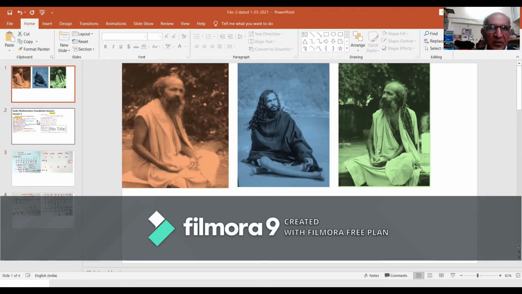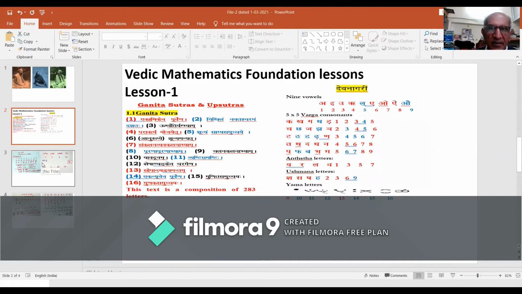Today, we are continuing from the phase and stage of lesson 1. Lesson 1 has been exposure to the text of Ganita Sutras, and the transition and transformation of the text of Ganita Sutras from their letters format to numbers format.